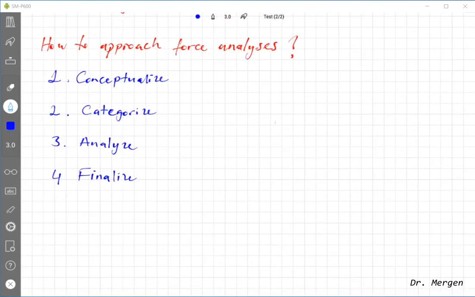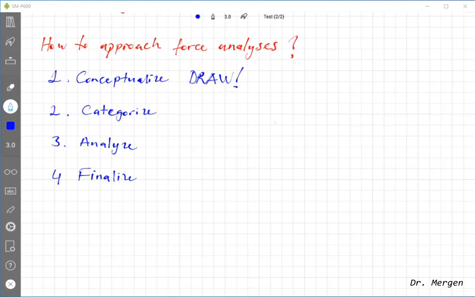So let's talk about how to approach force analysis problems. First thing we need to do is to conceptualize the problem. Drawing a simple, neat diagram of the system will greatly help, and the diagram helps establish the mental representation. And in this drawing of the system, establish a convenient coordinate system for each object. So the first step is conceptualizing the problem. Do not hesitate to draw.